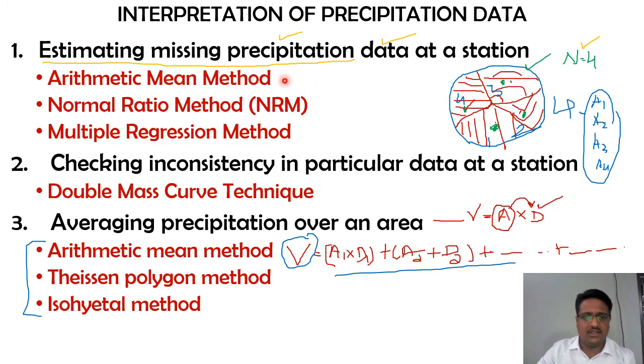Whether it is the arithmetic average, normal ratio method, double mass curve technique, again arithmetic average, Thiessen polygon and isohyetal method. In these online sessions we'll try to cover only the formulas and theory for these aspects, but whenever you come back, we'll concentrate more on the problems. And if this lockdown extends, then I'll try to convey the problem session also through the online mode.